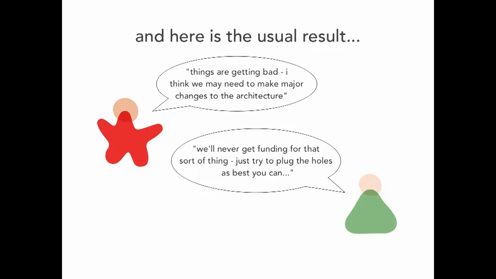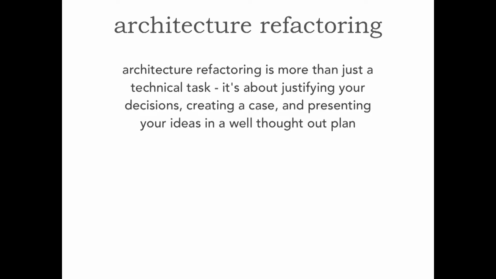So the point here is it's really difficult to get the business to pay for architecture refactoring efforts, primarily because they see this as a technical issue, not a business one. So the trick as an architect is basically to turn these technical issues into business issues and create a case to justify the cost and effort for the refactoring effort. So the main key point here is that architecture refactoring is more than just a technical task. It's about justifying your decisions, creating a case, and presenting your ideas in a well-thought-out plan.